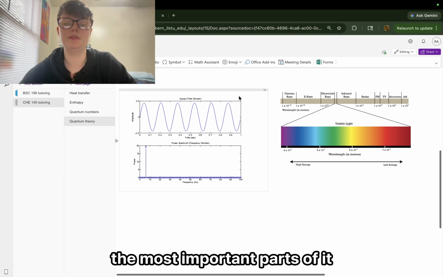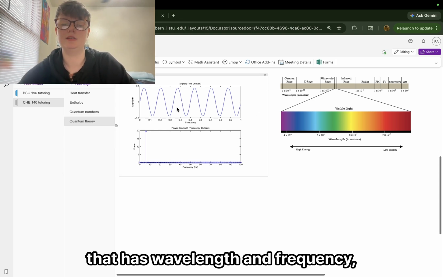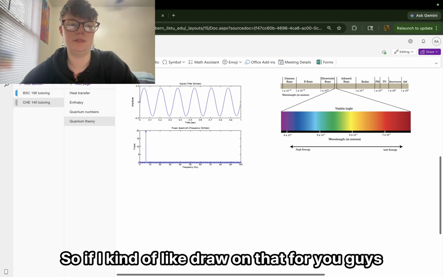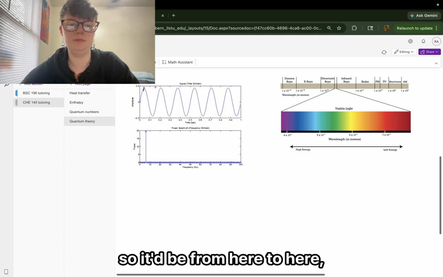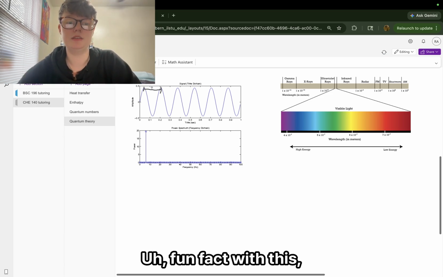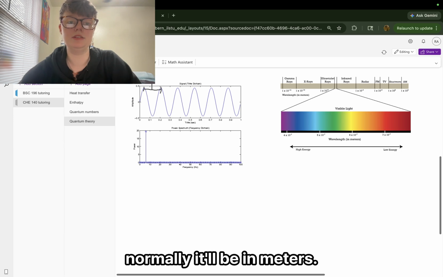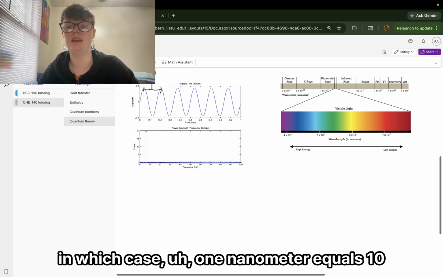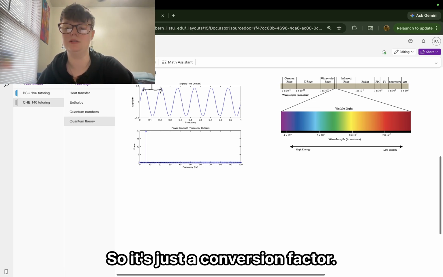The most important wave-like parts are that it has wavelength and frequency, which you can see here. Wavelength is just measuring crest to crest, so it would be from here to here. That is a wavelength. Normally it'll be in meters. However, on the exam, he may give you nanometers, in which case 1 nanometer equals 10 to the negative 9th meters. So it's just a conversion factor.